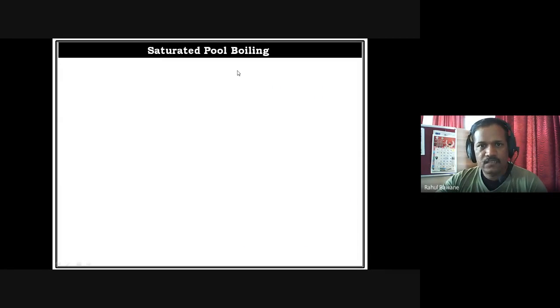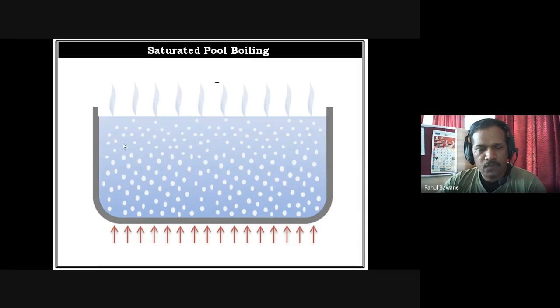Next, saturated pool boiling. What happens in saturated pool boiling? Suppose the whole mass of water reaches 200 degrees centigrade. In that case, whatever bubble forms at the heated plate will detach and move upward, like air pockets, and it is not going to collapse. Why? Because the complete mass of water has already reached 200 degrees centigrade, so the water cannot absorb more heat.